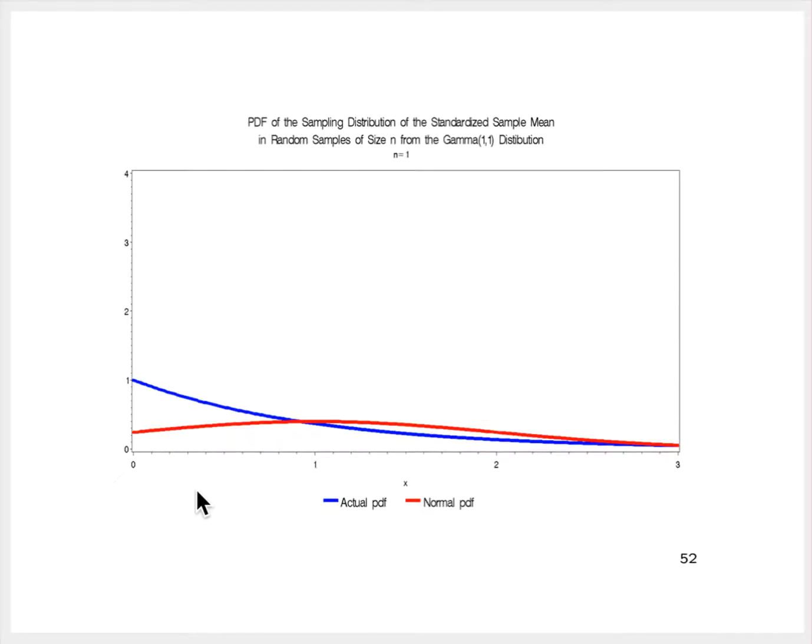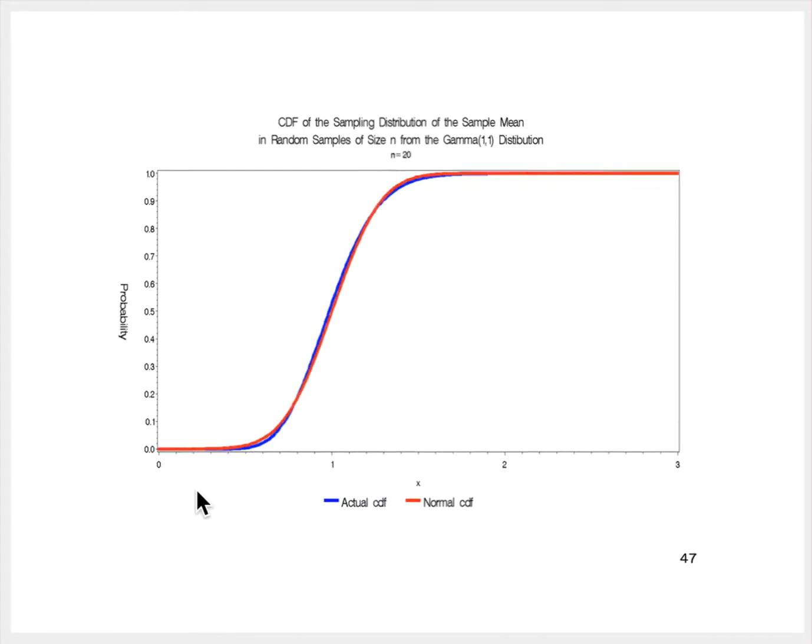And if we go back to plotting the CDFs, if you remember, the CDFs are where we would get probabilities. By looking at the CDF for samples of size 20, I would be comfortable approximating the true sampling distribution of x bar using the corresponding normal, even for samples of size 20.